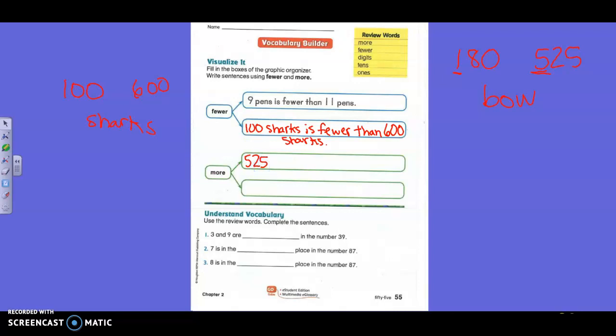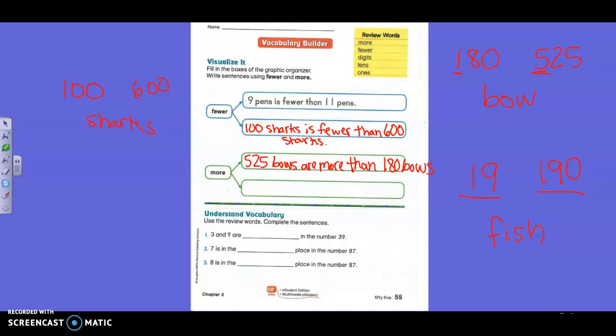525 bows are more than 180 bows. Okay, I'm going to pause again. Those of you watching the video, pause so you can write the rest of the sentence and then you can play again. Okay, one student said 19 and one student said 190 and we said fish are what we are going to talk about.